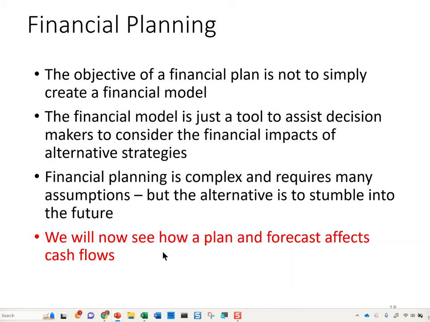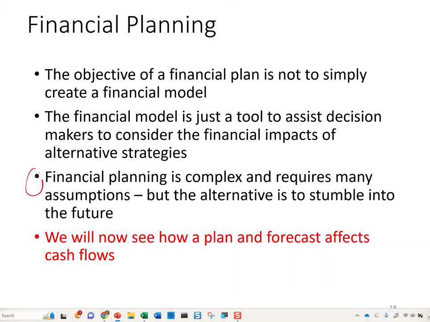Let's talk one more slide on what is financial planning. The objective of this financial planning is not to create a financial model. That's not the objective. The financial model is just a tool to assist decision makers to understand the financial impacts of alternative strategies, meaning how fast do we grow, how many assets do we grow, how do we finance it, do we use debt or equity.